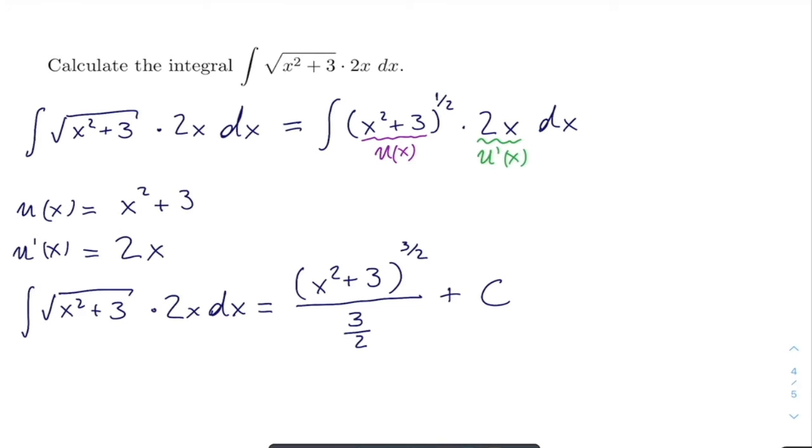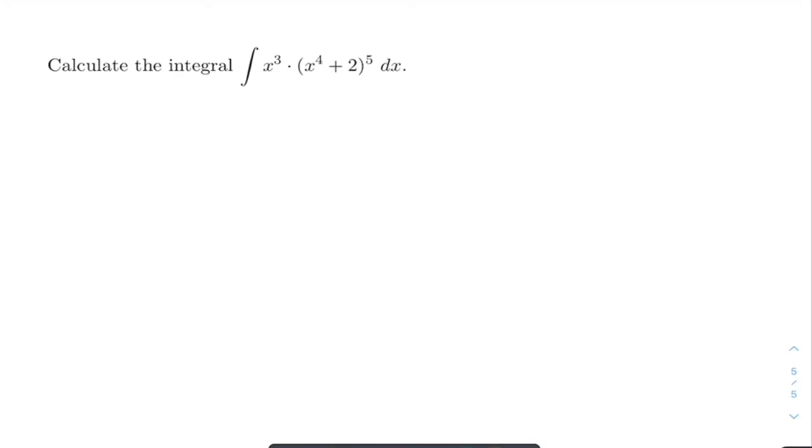We won't always have exactly the derivative of u in our integral. Let's see an example that deals with this situation. So let's try to calculate the integral of the function x cubed times (x to the 4 plus 2) to the 5. Okay? So we want to try to use the power rule in this case. Let's see if we can use the power rule with this as our function u of x. So if u of x is x to the 4 plus 2, then the derivative is equal to 4 times x cubed. So do we have 4x cubed multiplying our power? The answer is no, we only have x cubed.